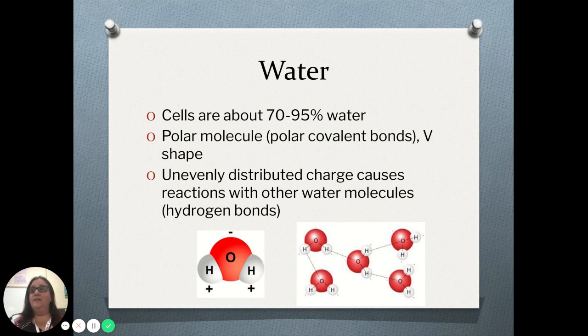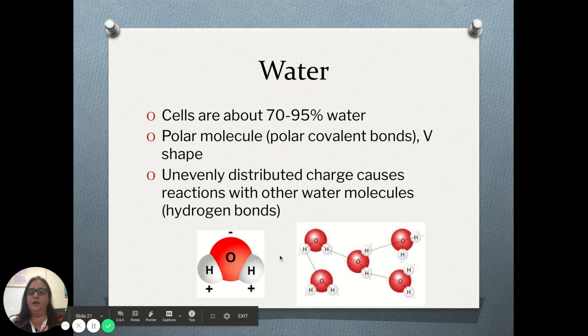So it is a polar molecule, and if you remember from the last time we talked, polar molecules are ones that have those covalent bonds, but there's unequal sharing. If we think about that oxygen being just slightly more electronegative than the hydrogens, it's going to pull those electrons a little bit closer to itself, which is going to create the V shape that we see in the water here. It causes a little bit of a charge on the hydrogens to be positive, and because that oxygen is holding those electrons just a little bit more, it's going to be a little bit negative.